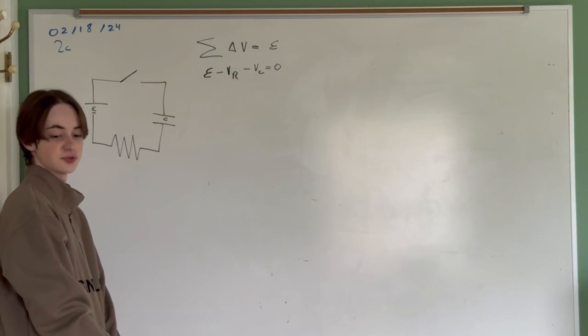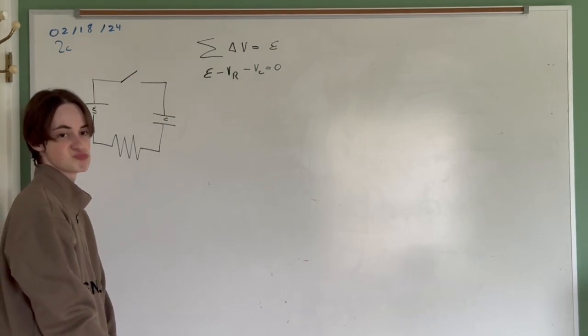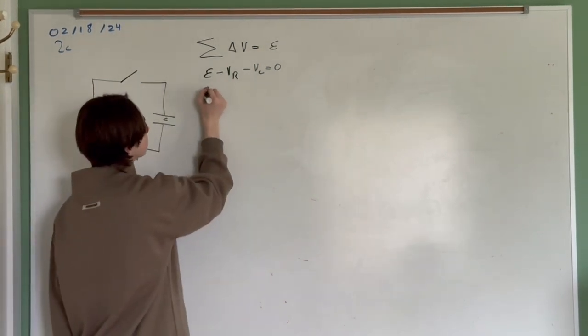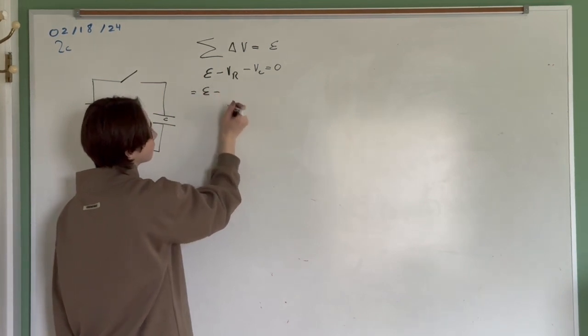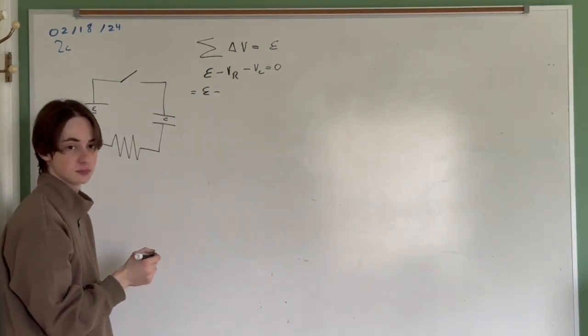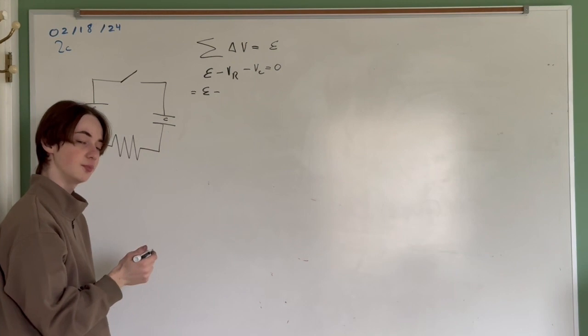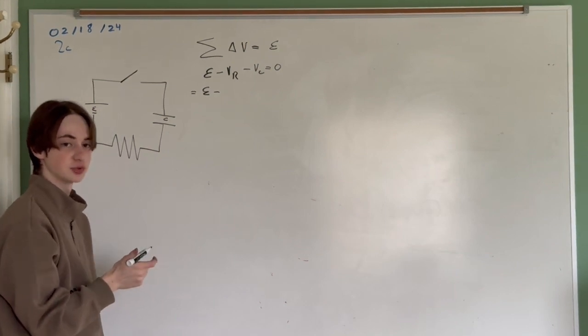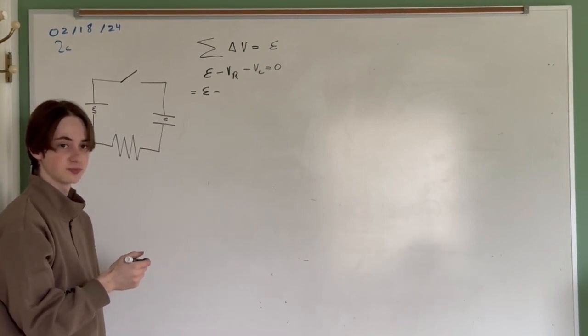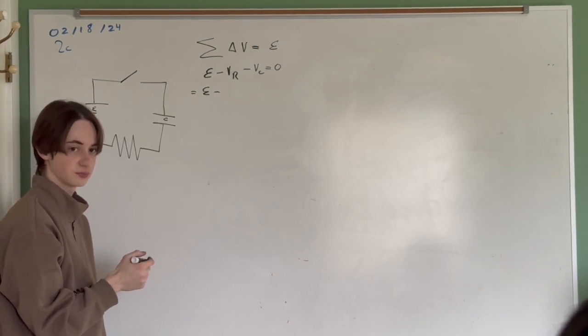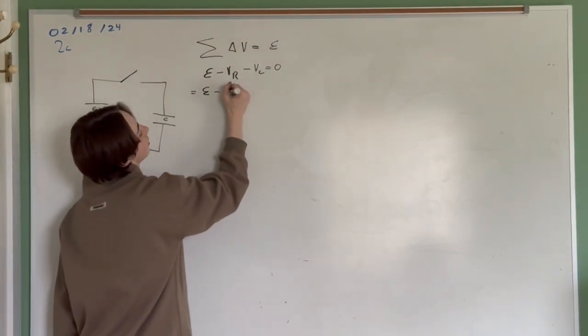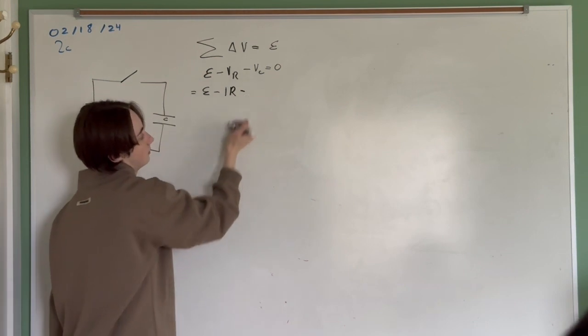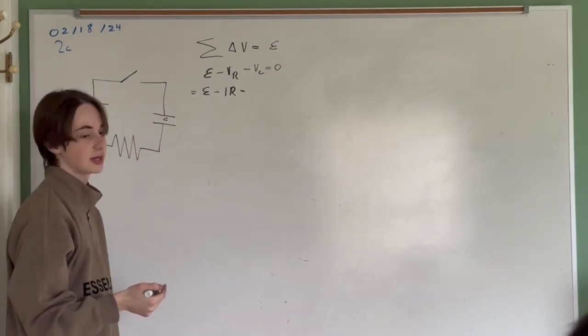What is the voltage of the resistor? At any certain time, the voltage drop of the resistor. It would be the current times resistance, I times R. Yeah, current times resistance.